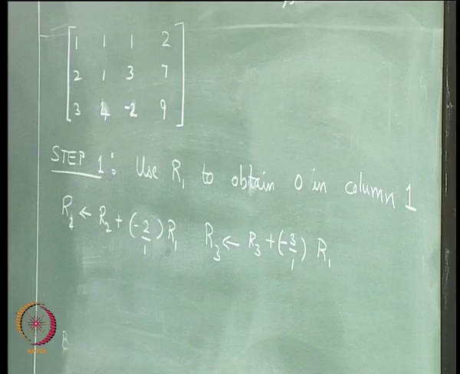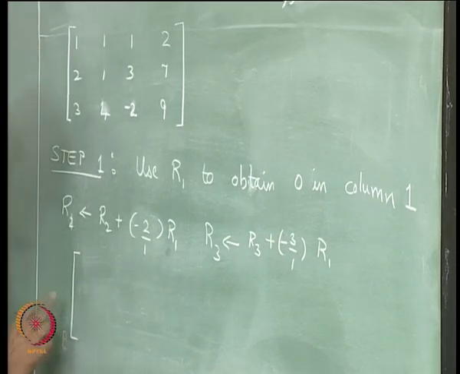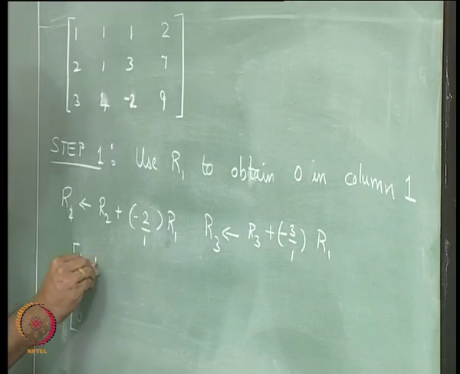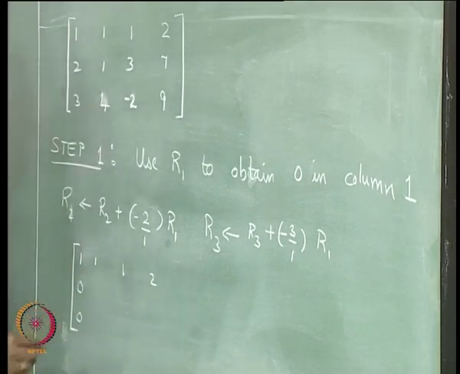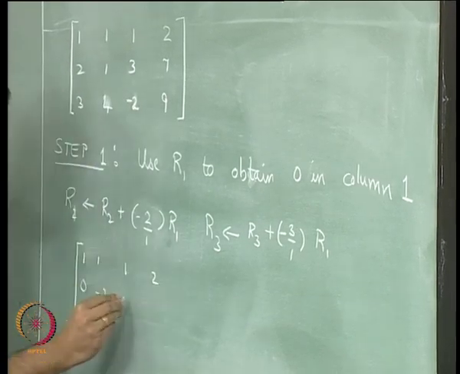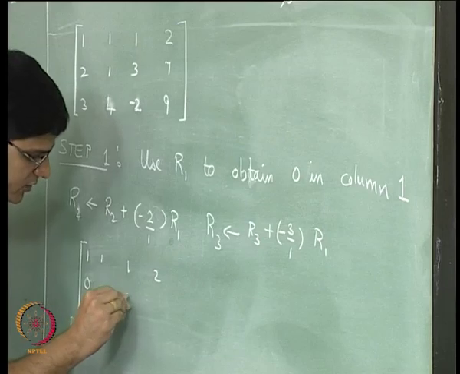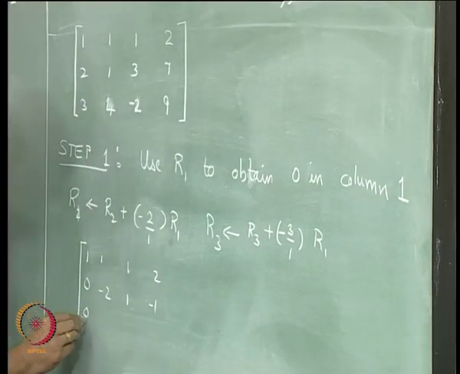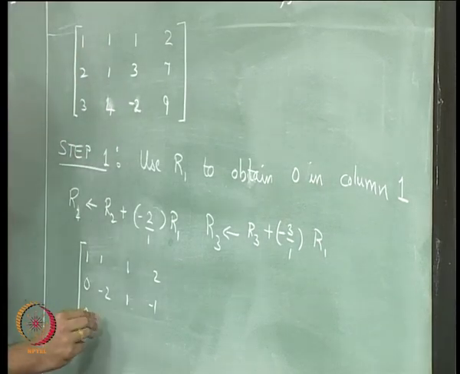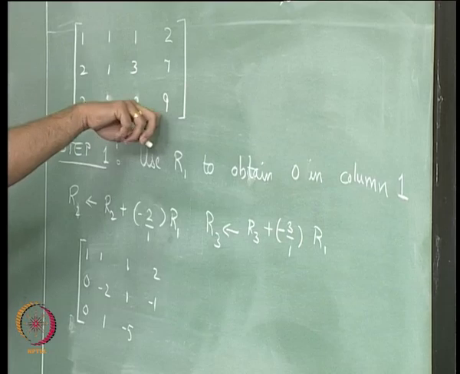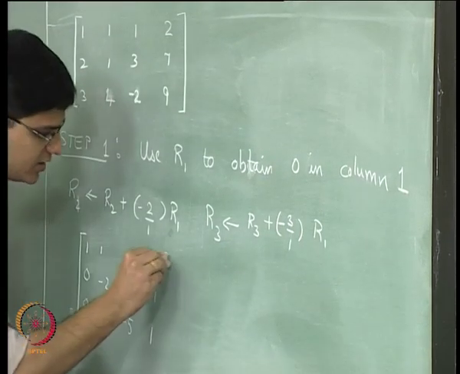Okay. And when we do that, the next matrix AB that we will get is 1 1 1 2 over here. So this will be -2, this term will be 1, this term will be equal to -1. Okay. And this of course is 0, 4 minus 3 is 1, minus 2 minus 3 is -5, and then 9 minus 2 is 1.